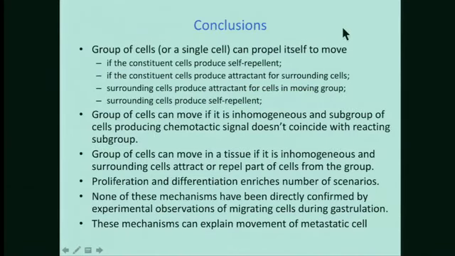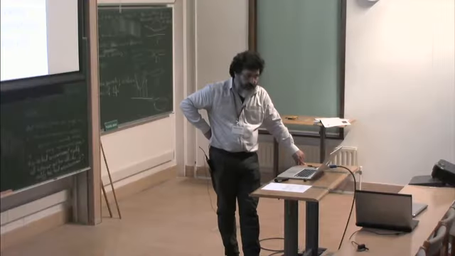Okay, so now it's about conclusions. We have checked and found that a homogeneous group of cells can move, and there are 4 scenarios when it can move. One is a self-repelling group of cells, which was reported by a few people; there were a few publications. But there are 3 more scenarios when this group of cells can move. It's even when the cells forming this group are attracted by surrounding cells.